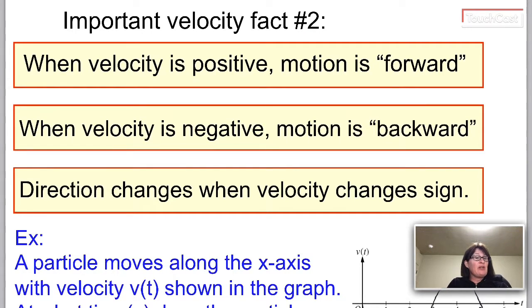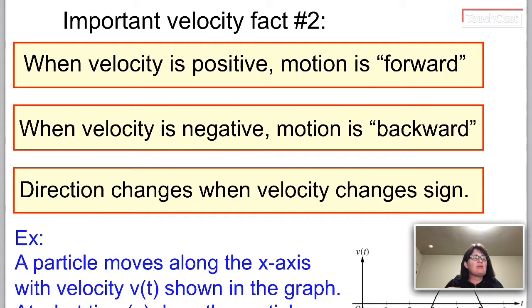At the end of the last video, we learned important velocity fact number 1. A body is at rest when its velocity is 0. Here we have important velocity fact number 2, sort of a collection of facts. When velocity is positive, motion is forward.